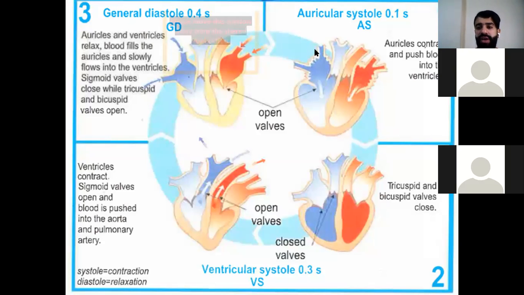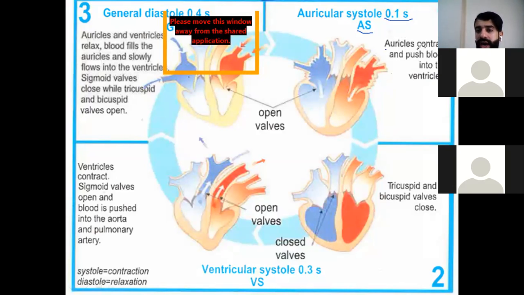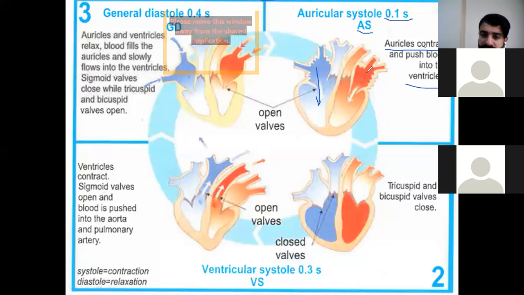So this is the figure of the auricular systole, ventricular systole, and others. So auricular systole, what will happen? It's 0.1 seconds. What's happening here? The auricles contract. Whenever they contract, they will push the blood toward the ventricles. So here, the blood will flow from the auricles toward the ventricles through the bicuspid and tricuspid valves.